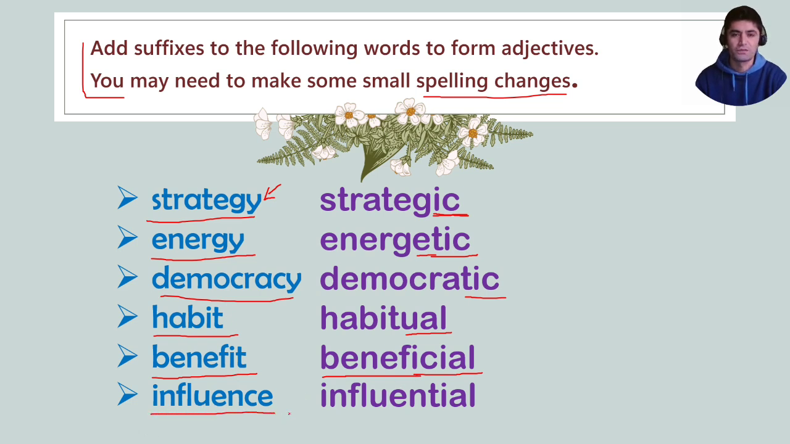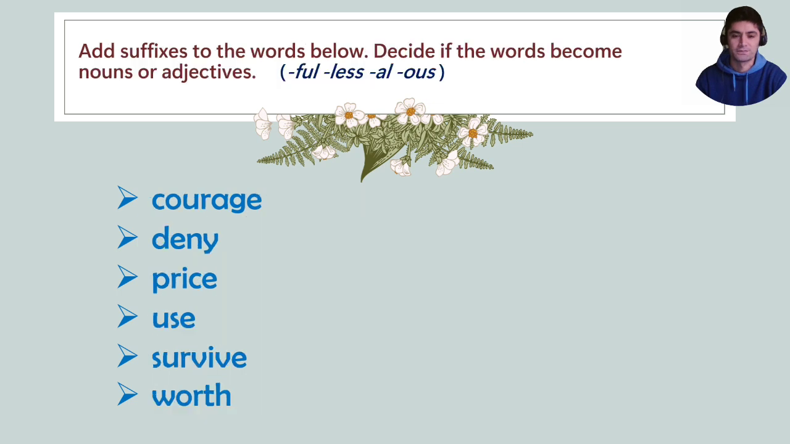Next one is influence. For the word influence, we used the suffix and it became influential. Alright, now let's move on to the next page. This time we have another task related to suffixes, but it's a bit different than the previous ones. Let's have a look at these tasks first. Add suffixes to the words below and decide if the words become nouns or adjectives.